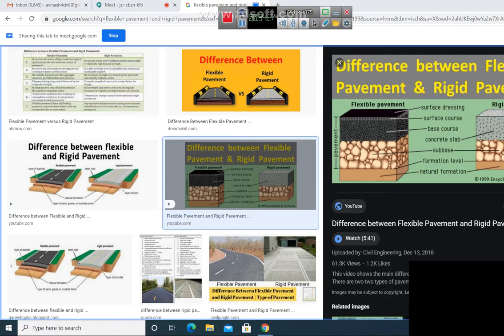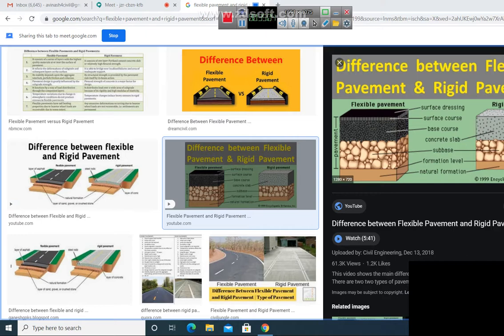When you observe the first figure, you can see that the flexible pavement has a lower layer, that is a natural formation, which can also be called the subgrade. You are using soil as the subgrade material. Now observe the second layer, which you call the subbase. Subbase is made up of stones or aggregates. Subgrade is made up of soil and subbase is made up of stones or aggregates.